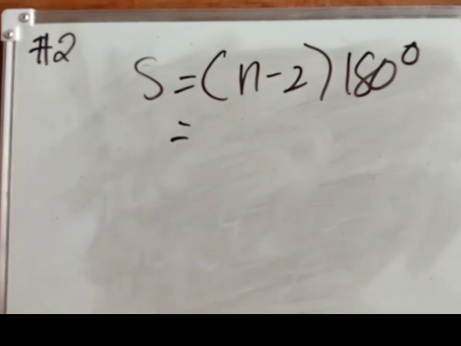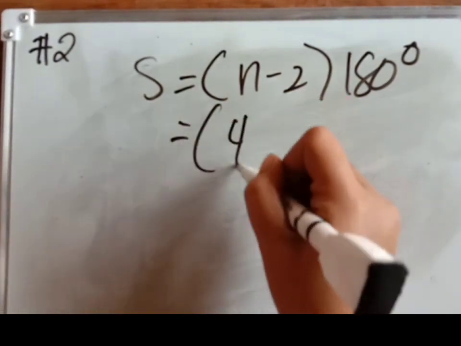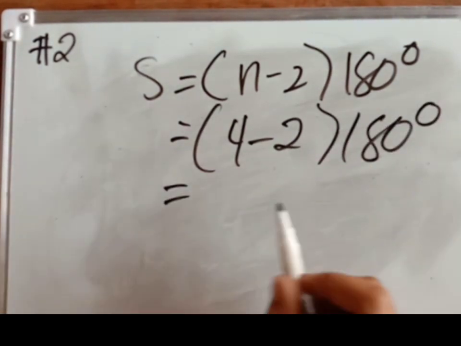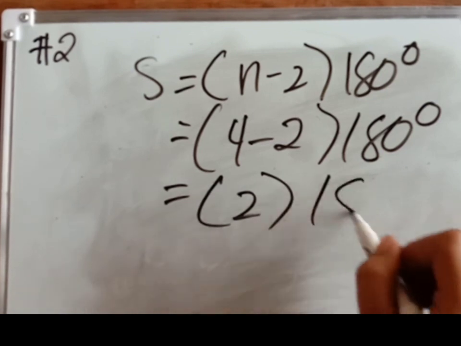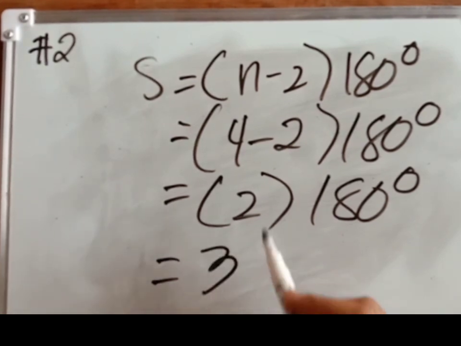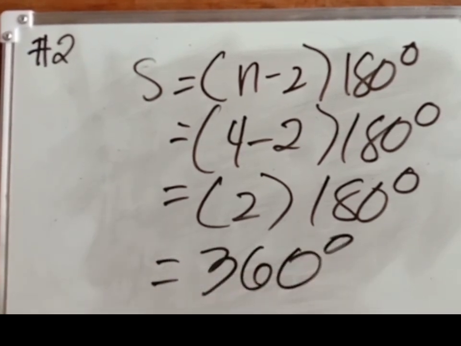So, the number of sides of a quadrilateral is 4. Therefore, our n here is 4, minus 2 multiplied by 180 degrees. 4 minus 2 is 2 multiplied by 180 degrees. 180 degrees multiplied by 2 is equal to 360 degrees. So therefore, the sum of the interior angles of a quadrilateral is 360 degrees.